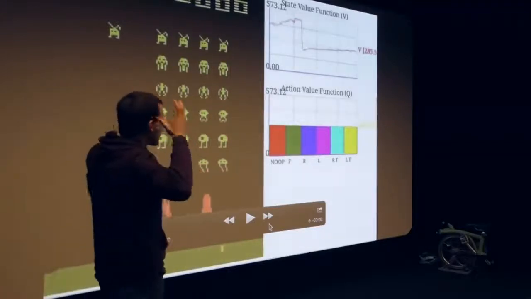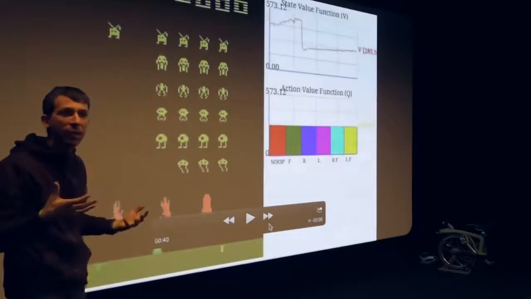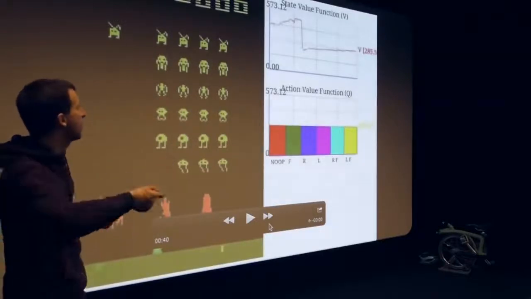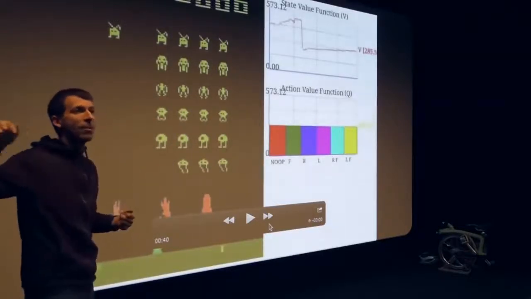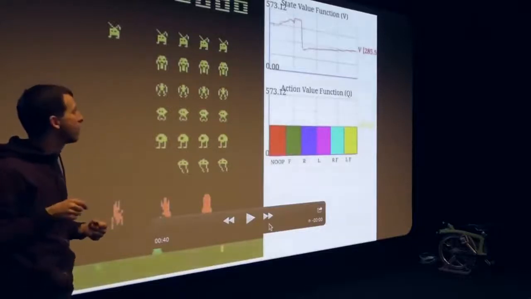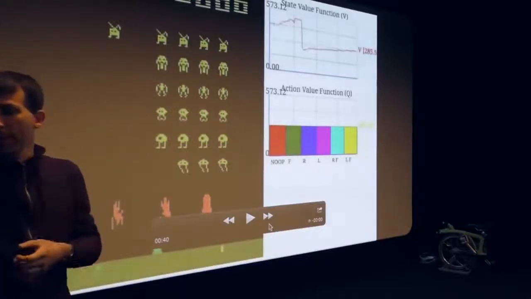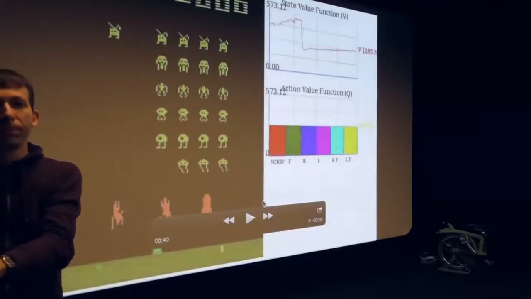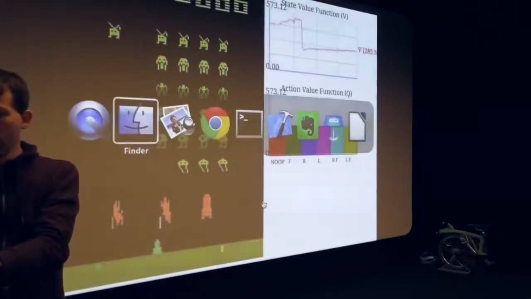Okay, so we've got this agent's internal measure of how much reward, how much score it's going to get going into the future from here. It's like its oscilloscope of how well it's doing at any given moment in time. That can be used to make decisions.